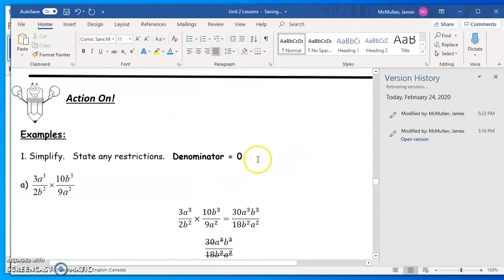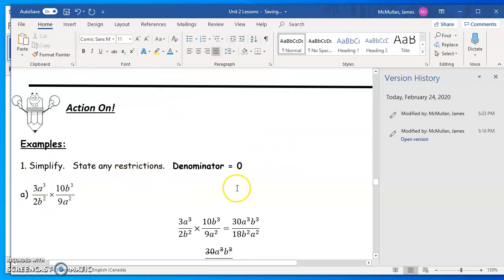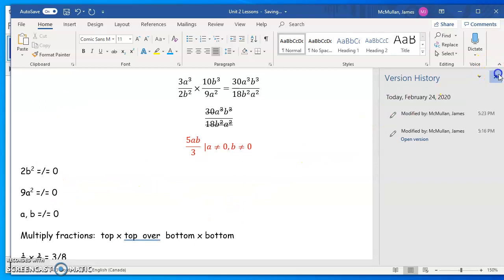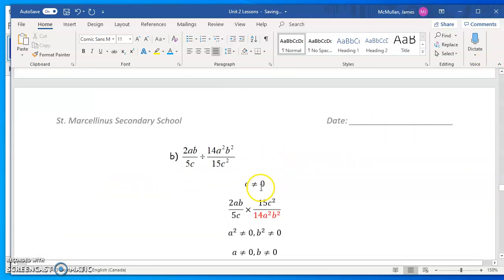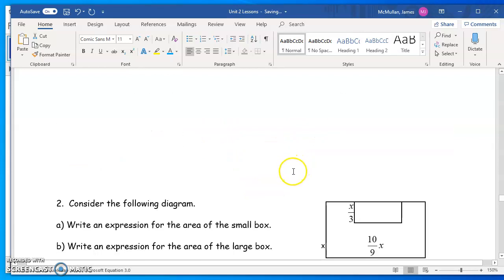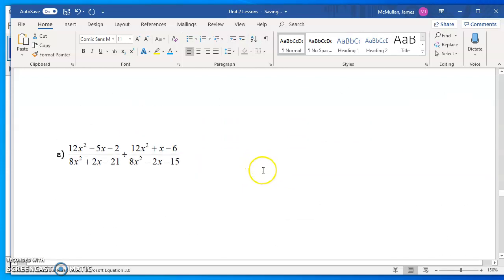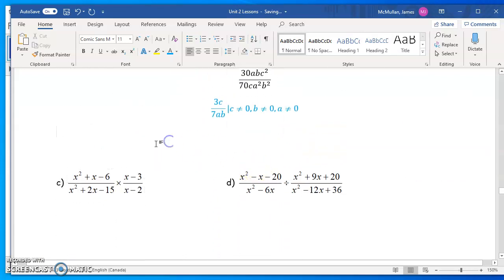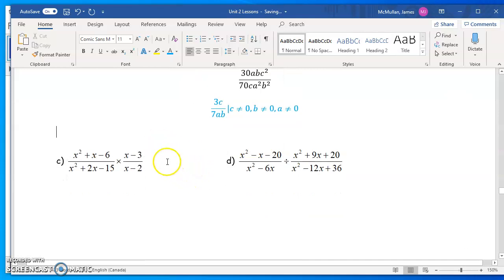Basically that's it as far as what is new today. What is going to be a bit different from here on out is we're going to be looking at ones where simplifying involves some factoring and some canceling and also doing this multiplying and dividing bit. So let's try to do one more here. So let's look at this one.